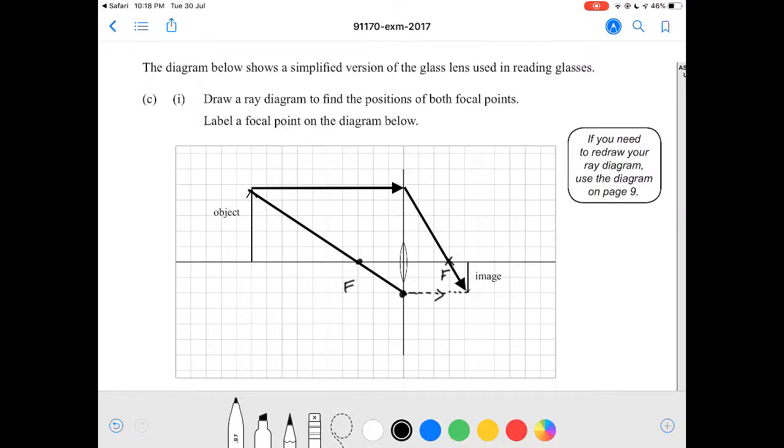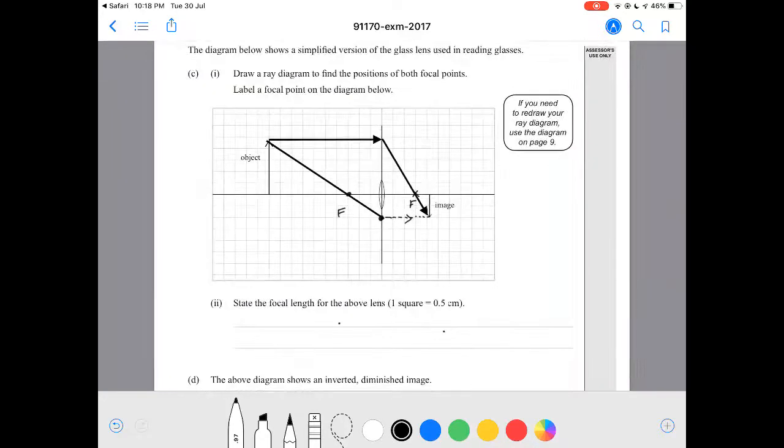So really, state the focal length. One square is 0.5, so 3 times 0.5 equals 1.5 centimeters. That will actually get you a merit grade, so that's an easy merit there. To get an achieved grade, you're looking for 1 correct ray only. Actually, you do need to draw 2 correct rays, so just make sure you draw 2 correct rays.